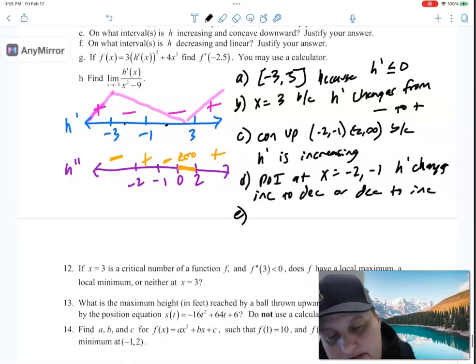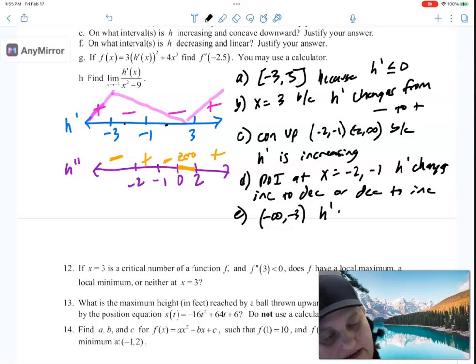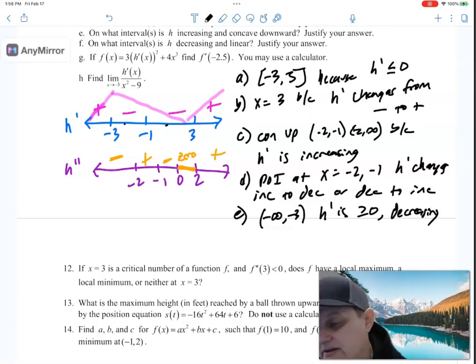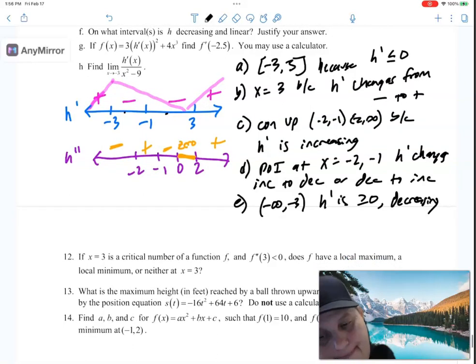Where is it increasing and concave down? Okay, it's increasing up to -3 and concave down. So -infinity to -3. And then that's it. Nowhere else. Okay, why? Well, because h prime is increasing means h is greater than or equal to 0, and concave down means h prime is decreasing. So it's positive and decreasing. Okay.